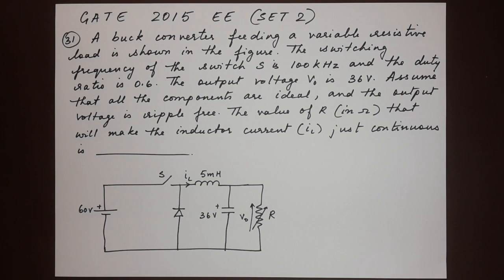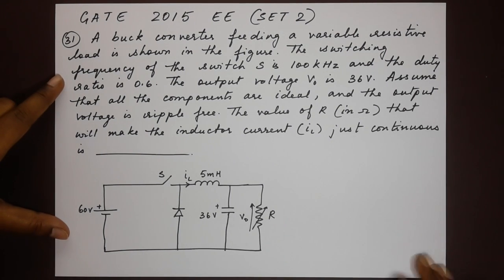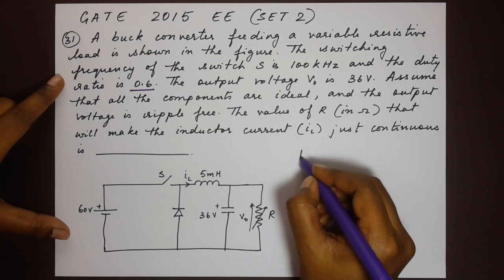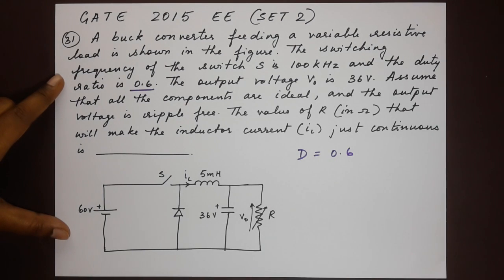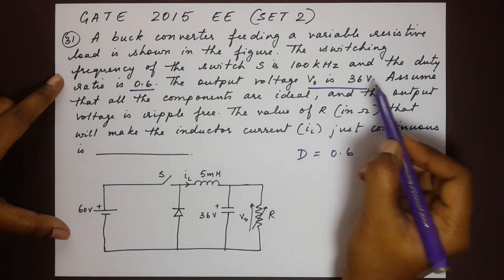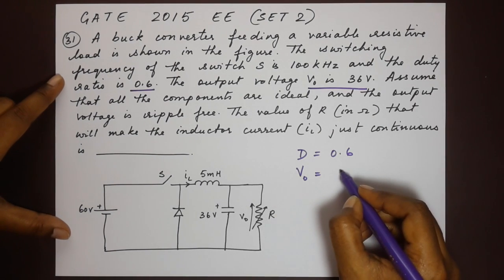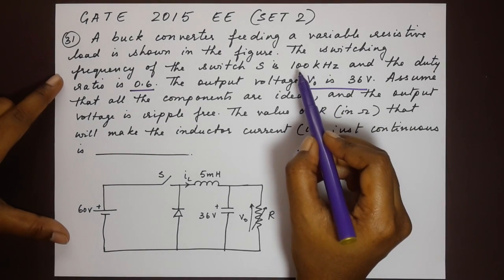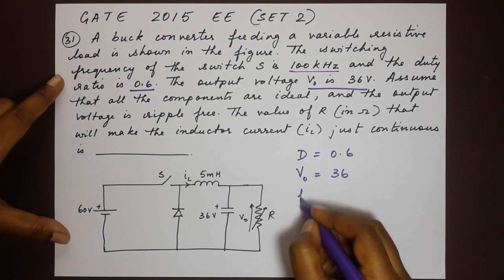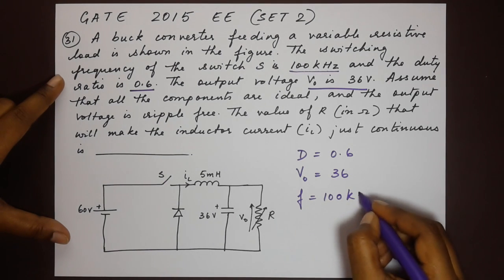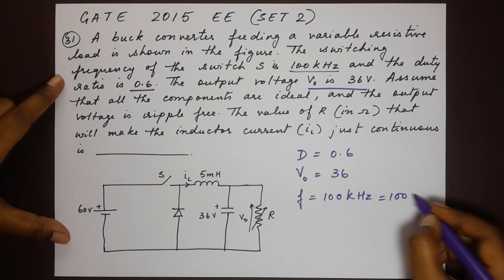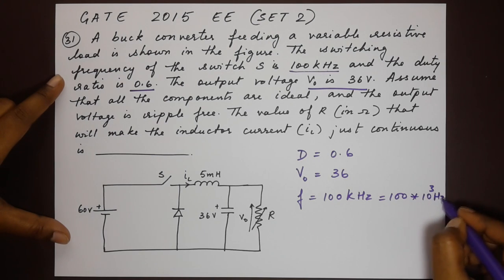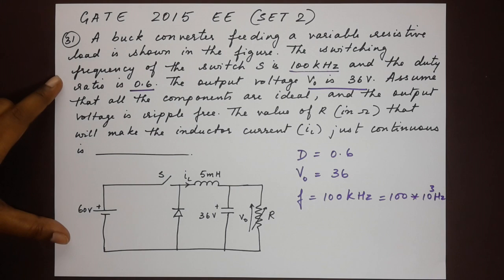Okay, so let's begin by writing down what's given. We have two very important values here. The duty ratio is 0.6, D is 0.6, and the output voltage is 36, V0 is 36. We also have the frequency of the switch as 100 kilohertz, or 100 into 10 power 3 hertz. So this is what we have.